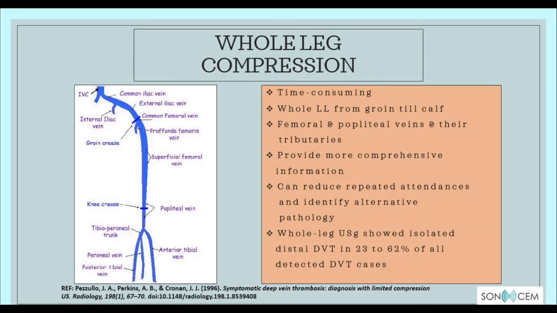In whole leg compression, it is time consuming because we need to scan the whole leg from groin until calf. Even though it is time consuming, it provides more comprehensive information. Hence, it can reduce repeated attendance of the patient to the hospital, as we can identify an alternative diagnosis if the result is negative for DVT. And again, the visualization of calf vein is not required, so we will spend more time doing whole leg compression tests, despite no significant thrombus arising from the calf vein.